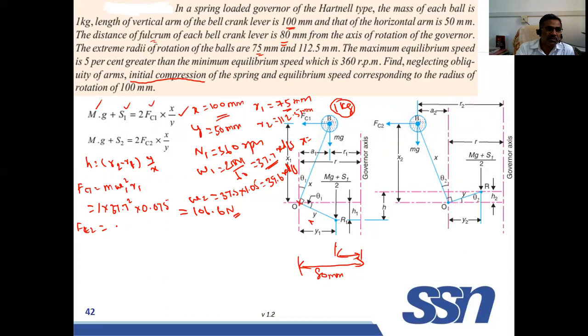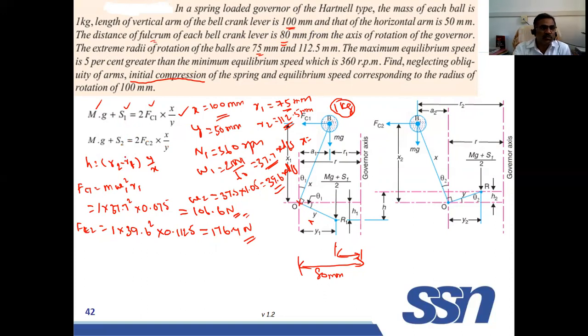Similarly, find the value of FC2. FC2 is equal to M into omega 2 square into R2. So 1 into 39.6 square into R2, which is 0.1125. If you calculate the value of FC2, that is 176.4 Newton. So now we have calculated FC1 and FC2. Substituting in this equation, we can find the value of S2 minus S1.